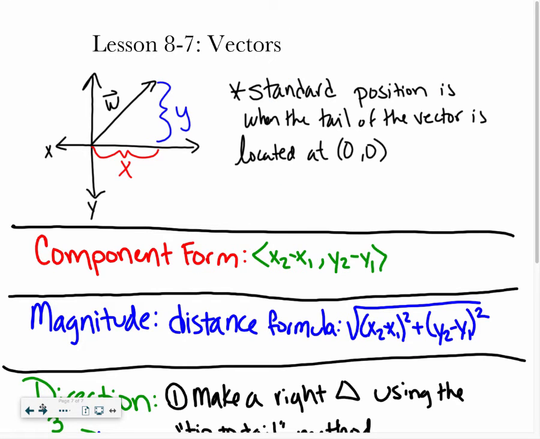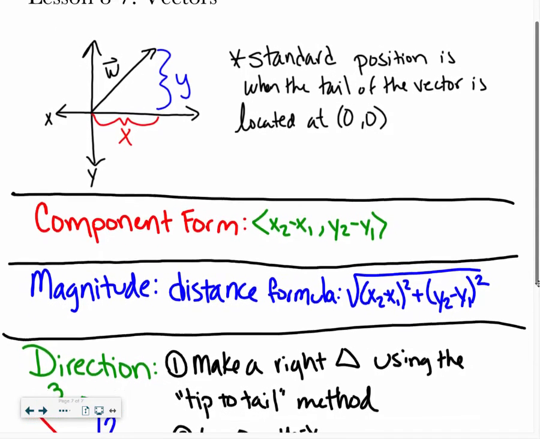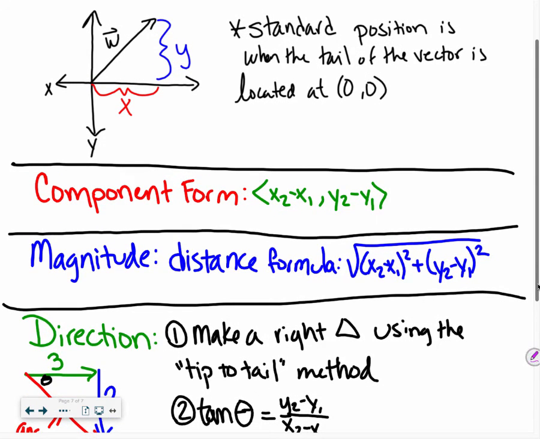Now, lesson 8.7 was all about vectors, and vectors, remember, are all about the direction and magnitude. The standard position is when the tail of the vector is located at 0, 0. That won't happen all of the time, but just remember that's your standard position. Then our component form is when you have kind of the pointy brackets like this, okay? Except you only have one set of them. Right now there's two because I just drew next to it. And it's x2 minus x1, comma, y2 minus y1.